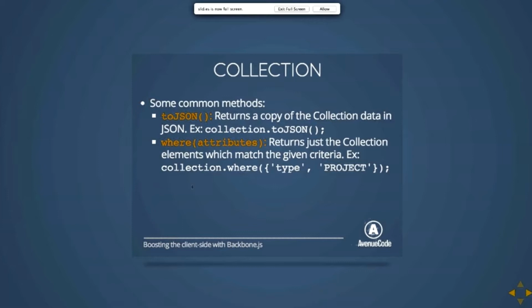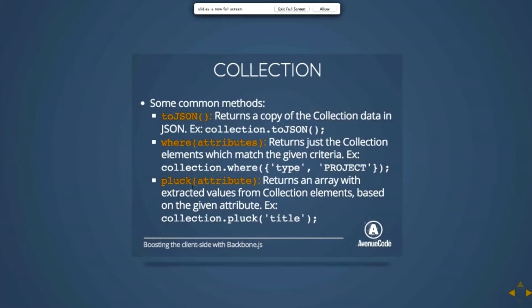Pluck. Pluck is like the select. If you think in the SQL, it is the select part. This is the where, pluck is select. So I have a collection where every model has lots of attributes. I just want the title of each element. So I do collection.pluck title. So I'm going to receive an array only with the titles of each model. And this is very fast. So it's very nice. Okay, we are done with collections.